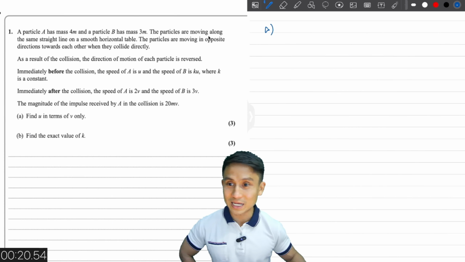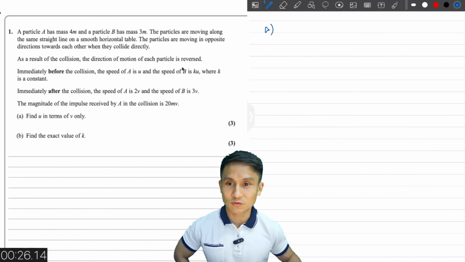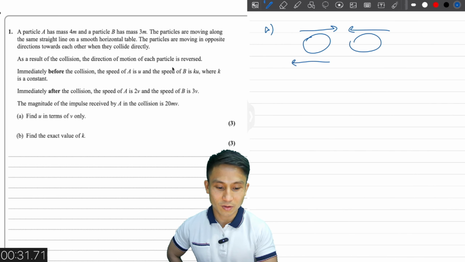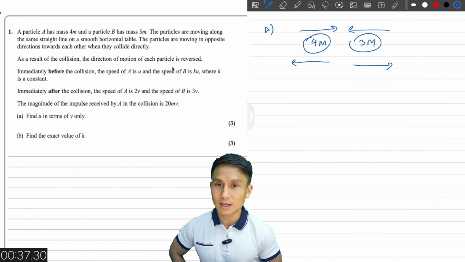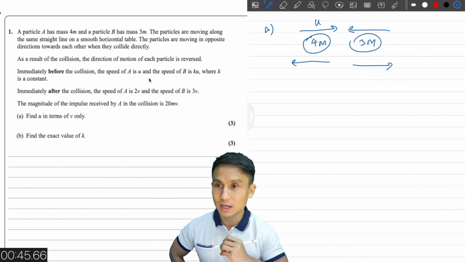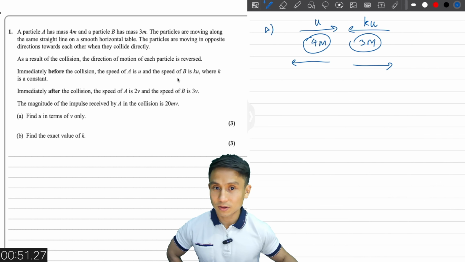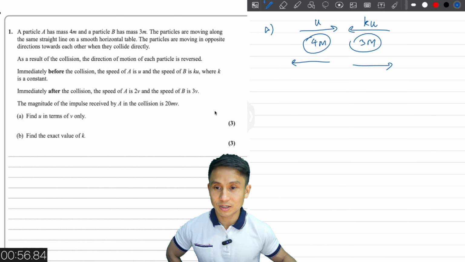So this is not an oblique collision. As a result of the collision, the direction of motion of each particle is reversed. So it's going to look like going in like this and going out like this, right? So this is 4m and 3m for A and B. Immediately before collision, the speed of A is u, and the speed of B is ku, where k is a constant. And immediately after the collision, the speed of A is 2v and the speed of B is 3v.